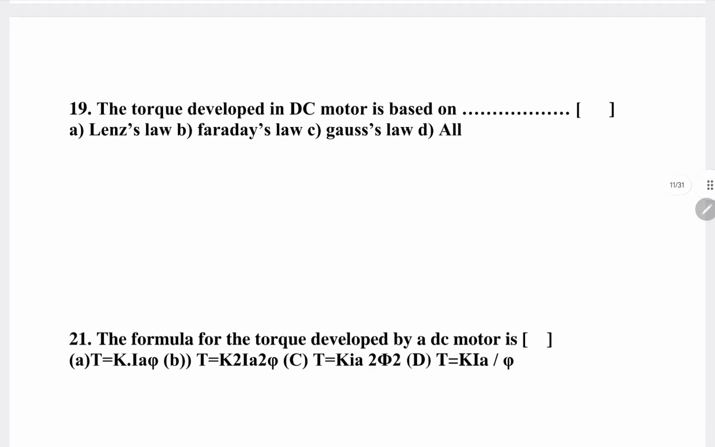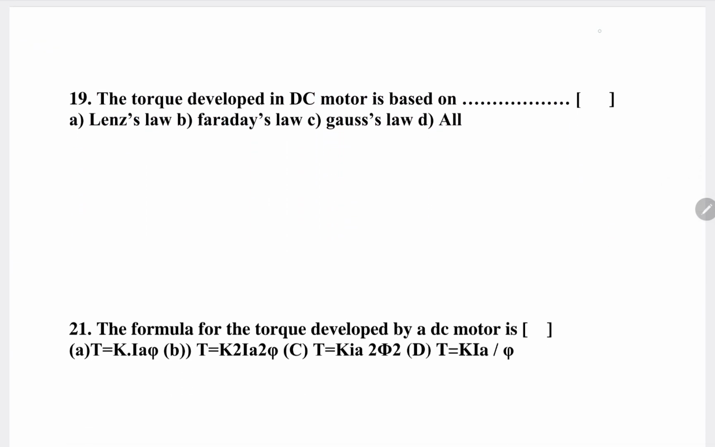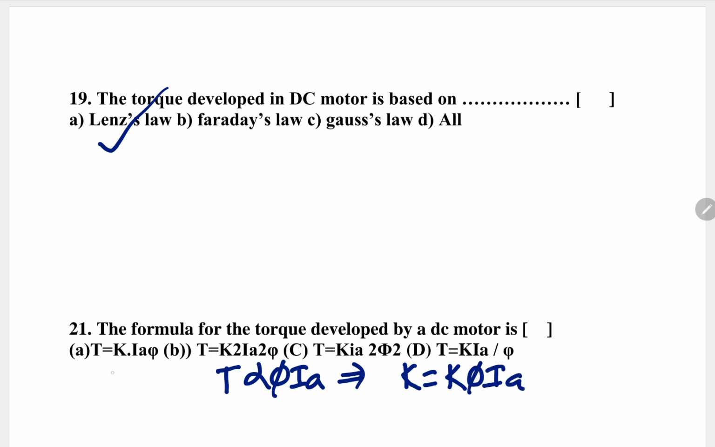Next, the torque developed in the DC motor depends on what condition? The formula for the torque developed by the DC motor is T proportional to phi Ia. If I remove the proportionality, we will get some constant: T is equal to K into phi Ia. So the answer is A.